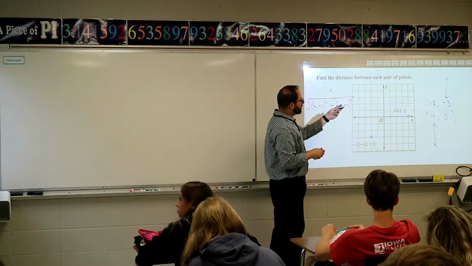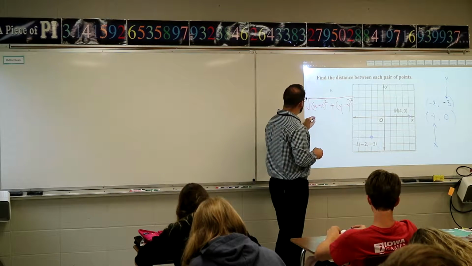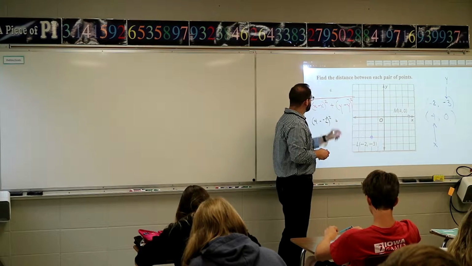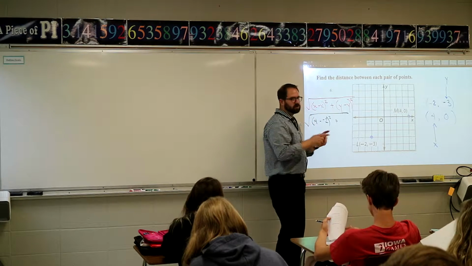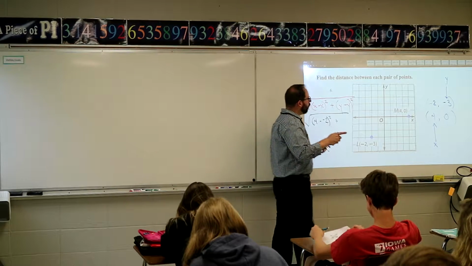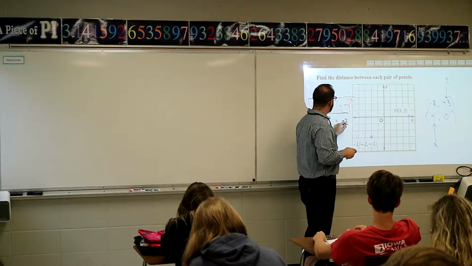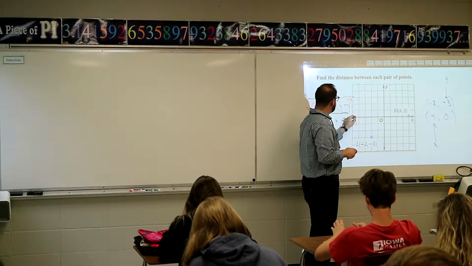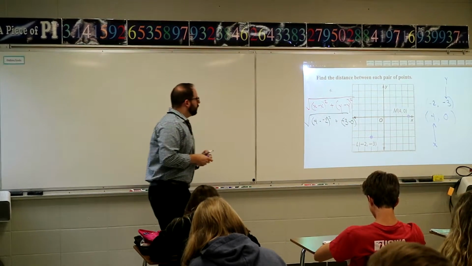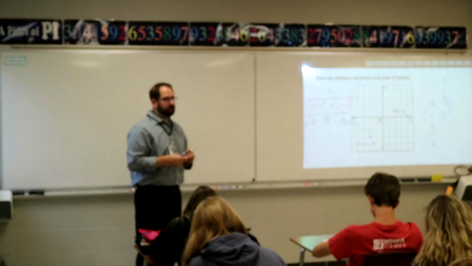So my x's, that's -2 and 4. I'm going to put them in here. I'm going to go 4 minus the -2. Okay, so I'm subtracting the two x numbers. I don't care the order you put them. Now the y numbers, that's -3 and 0. I'm going to go -3 minus 0. Again, you can put 0 minus -3. I don't really care. Okay, do we feel comfortable with the setup?